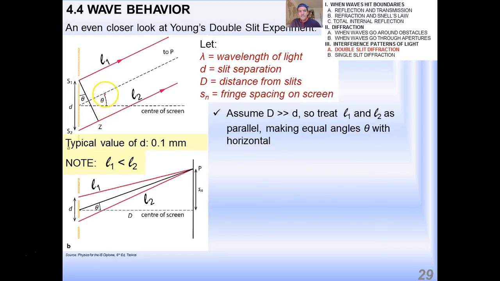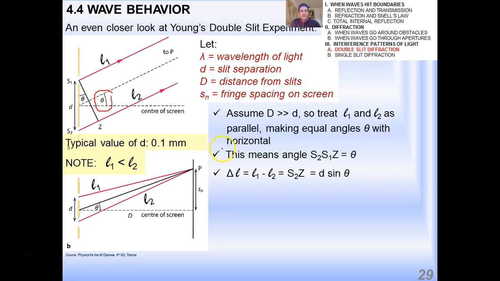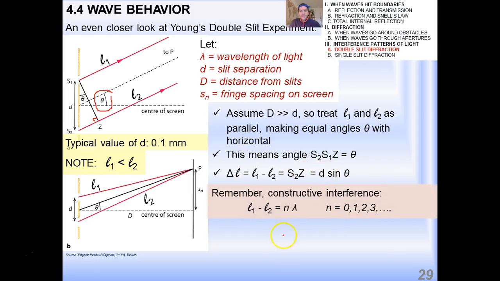So that's why we can draw it like this, parallel, with this angle being the same for L1 and L2. And what this means is that the angle S2, S1Z, right there, is theta, okay? And it means that, making a little right triangle right here like this, the path length difference is S2Z, which is d sine theta, okay?